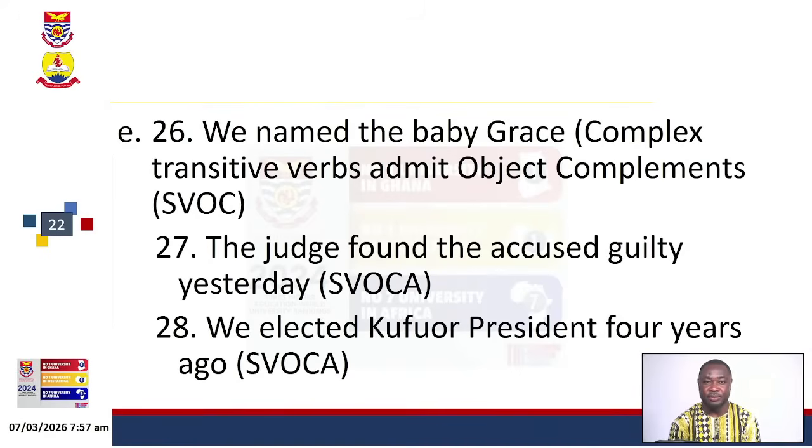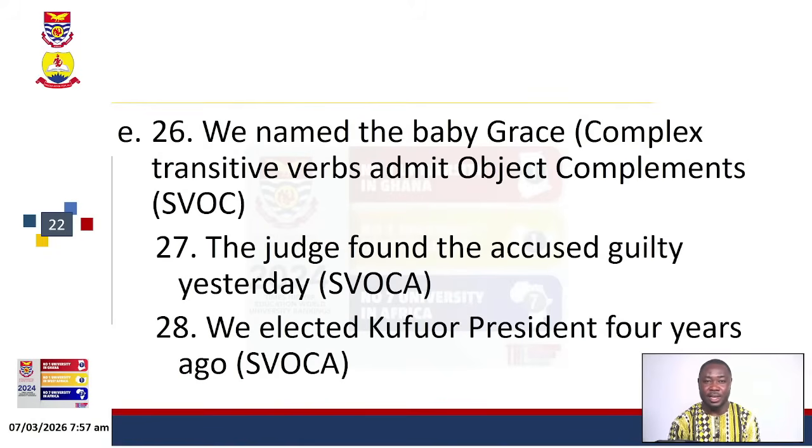In 27, "The judge found the accused guilty yesterday." So here, another SVOC with an adverbial or an adjunct. So the judge is our S, found is our V, the accused is our object, guilty is our complement, and yesterday is our adjunct. Now, the same co-referential relationship is displayed here between the accused and guilty. Okay, so the accused is a guilty one, and the guilty one is the accused.